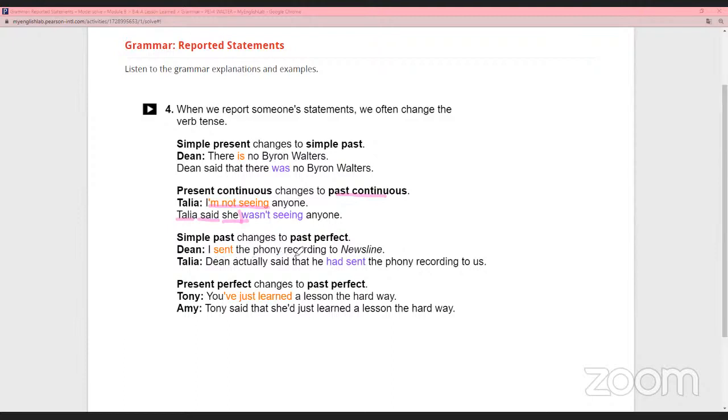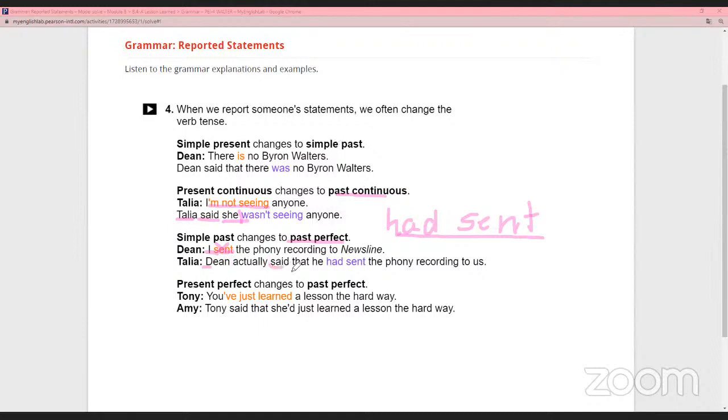I sent the phony recording to Newsline, okay? Simple past to past perfect. So if I'm going to change it into the past perfect, I need to use the auxiliary had, and the verb in participle form, okay? And this is what I'm going to use. Dean, actually, this is optional, right? It's unnecessary, but if you consider it, it's okay.